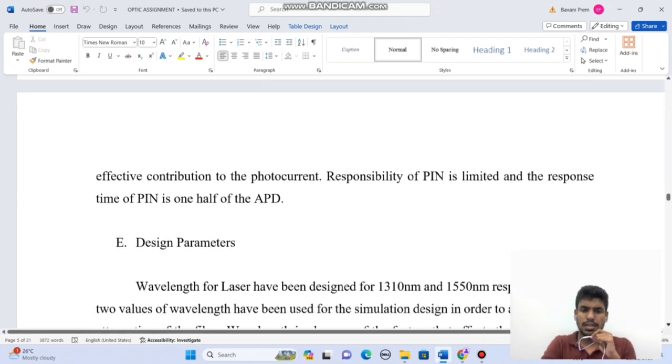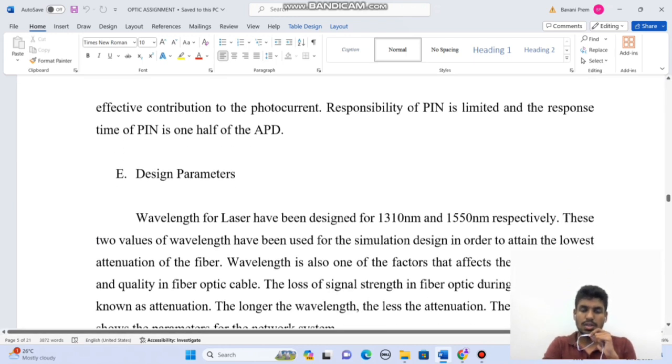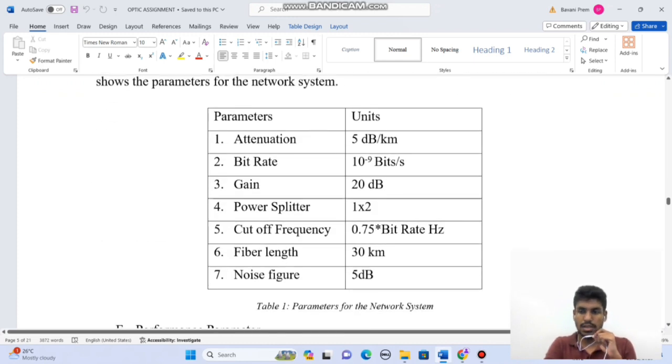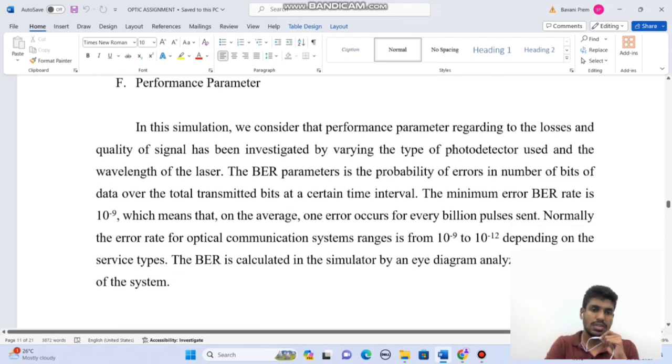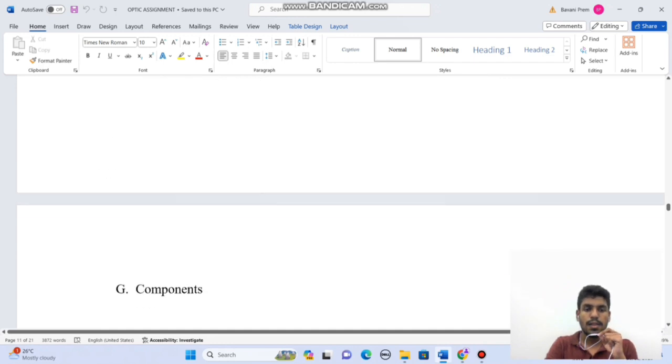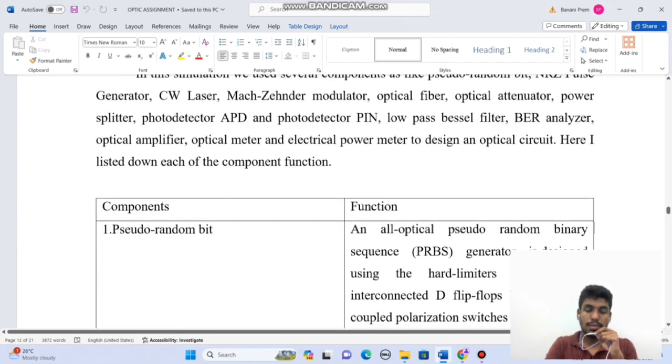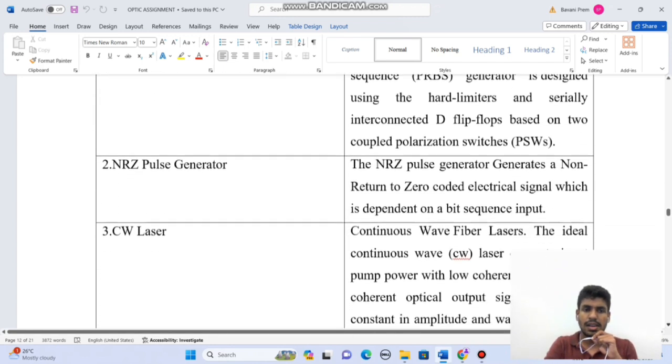In the design parameters, we set the wavelength for the CW laser at 1310 nanometer and 1550 nanometer respectively. That is the parameter we included in the components. The performance parameters regard the losses and quality of signal by varying the type of photodetector. The component we use is the PRBS, with the bit sequence designed using serially interconnected D flip-flops based on two coupled polarization switches, and the NRZ pulse generator, which is non-return to zero, generates an electrical signal dependent on the bit sequence input. The CW laser is a continuous wave fiber laser that converts the input pump power with low coherence to a highly coherent optical output signal, which is constant in amplitude and wavelength.